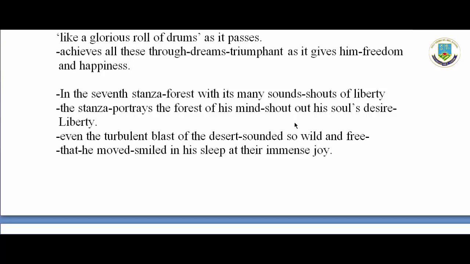This stanza portrays the forest of his mind shouting out his soul's desire, that is liberty, his desire for freedom. Even the turbulent blast of the desert sounded so wild and free that he moved and smiled in his sleep at their immense joy.